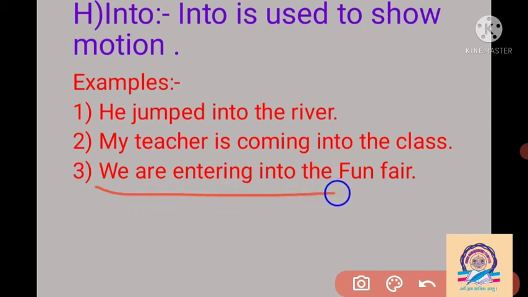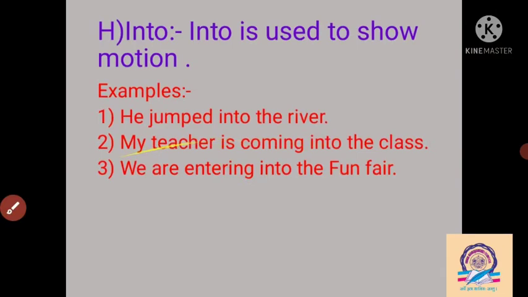We are entering into the fun fair. It means your motion is going on. It means you are now entering the fun fair here. So into shows the motion here.